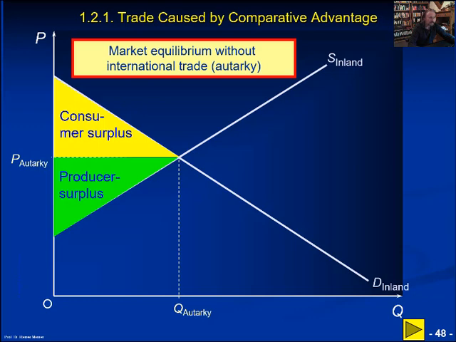Let's assume in the following that the good which is traded on this market are refrigerators. So the yellow and the green triangle represent consumer and producer surplus on the market for refrigerators in this country in the state of autarky. The equilibrium price in the state of autarky is called the autarky price in the following.